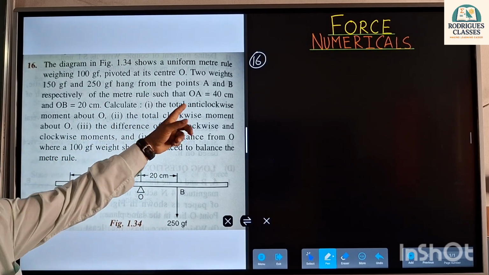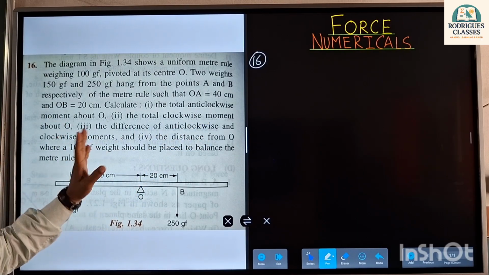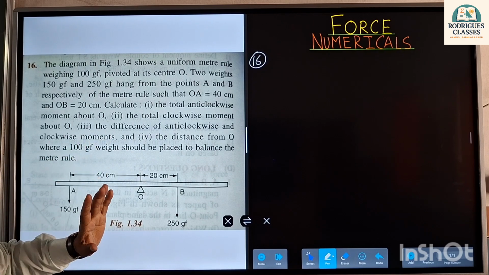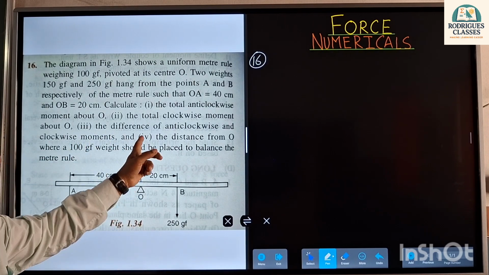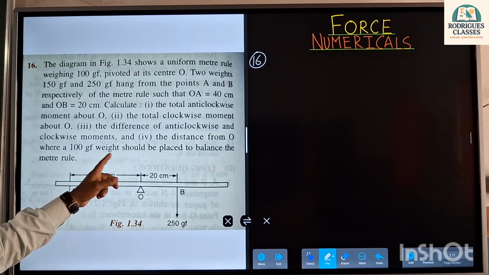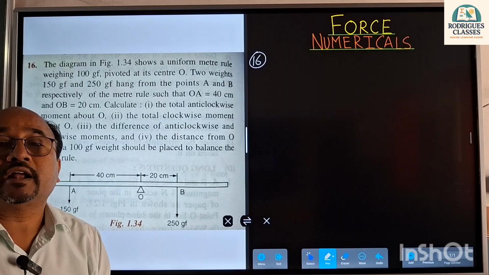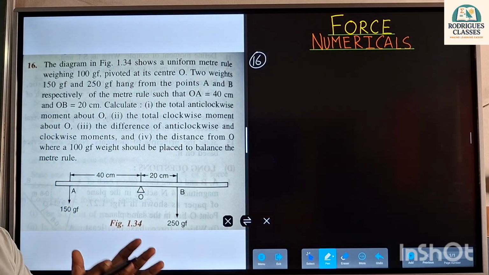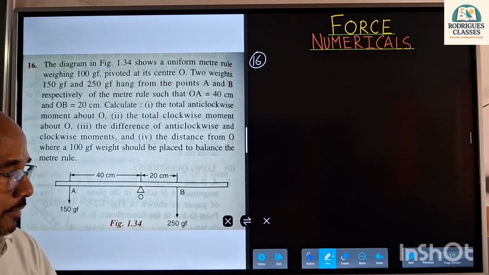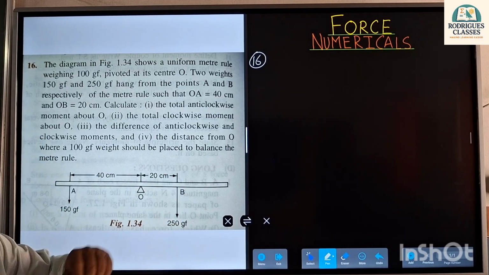So calculate the total anti-clockwise moment about O, then the total clockwise moment about O, and the difference of anti-clockwise and clockwise moment, which means we have to subtract. And then, because it is not balanced, the distance from O where a 100 GF weight should be placed to balance the meter rule. So we are given another 100 GF weight. We have to put it at a place so that it gets balanced. Okay. I will not be drawing this diagram because we can do it from here only.